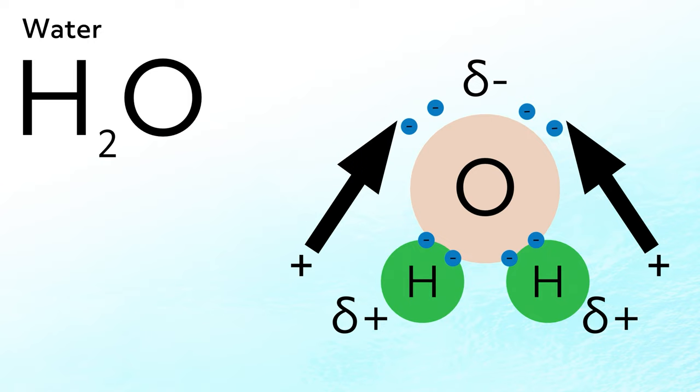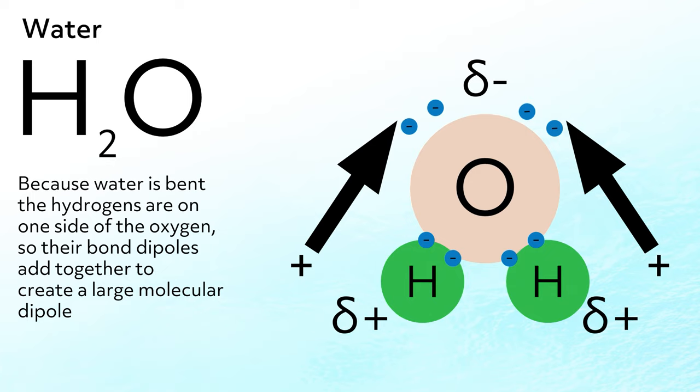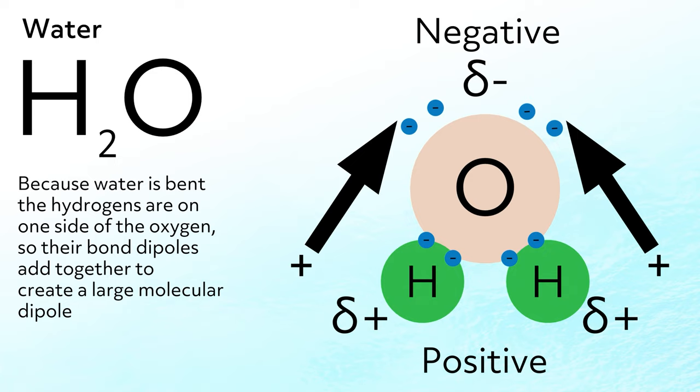So, we've established that each OH bond is polarized, but what about the entire water molecule? Because water is bent, a result of the two lone pairs on oxygen, the hydrogens are on one side of the oxygen, so their bond dipoles add together to create a large molecular dipole. Said another way, water is a highly polar molecule, where one side is partially positive and the other is partially negative. Now, what does this mean for when water molecules get together?